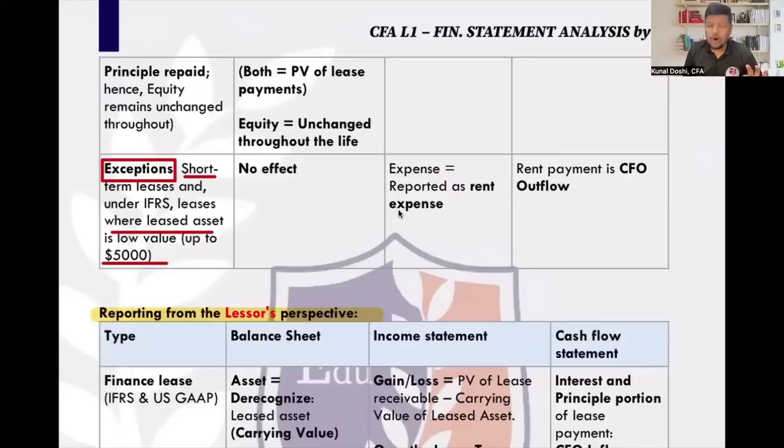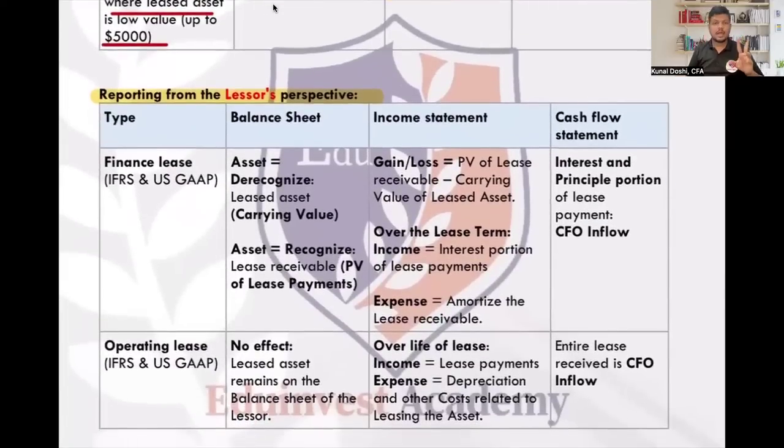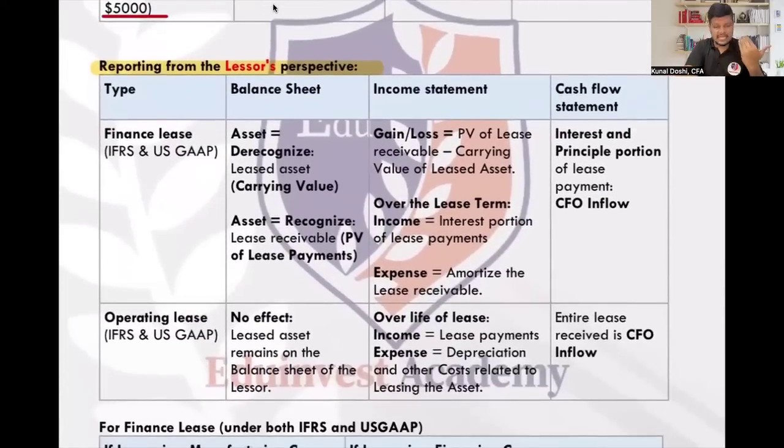any short-term lease or less than 1 year is not recognized on the balance sheet as a liability. The entire lease is considered as a rental expense in your income statement, and that is considered as a CFO outflow, if it is for short-term, or if the amount is around $5,000. All the contracts which are for 1 year or less are not recognized on the balance sheet as a liability. Understood? This is for the lessee.